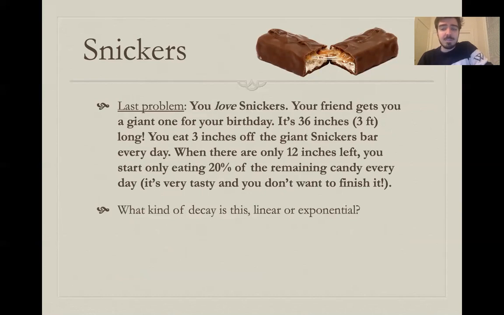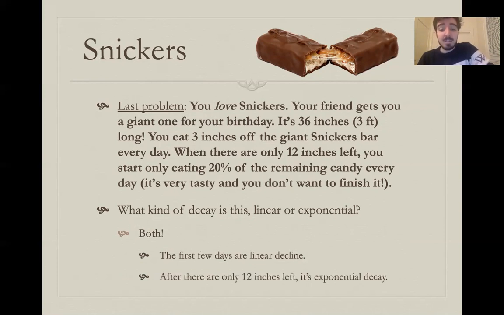Okay, so first of all, what kind of decay is this? Clearly we are losing pieces of the Snickers every day, so it's some kind of decay. Is it linear or exponential? And the answer is here, both. Initially, it's going to be linear because you are biting off the same amount every day. You're losing the same quantity of the Snickers bar.